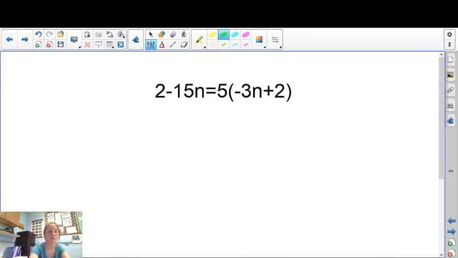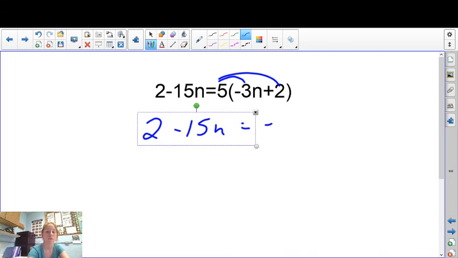Okay, let's take a look at another one. I have more than just a number on the left side, so unfortunately, again, I do have to start by multiplying it. So I have 2 minus 15n is equal to negative 15n plus 10.